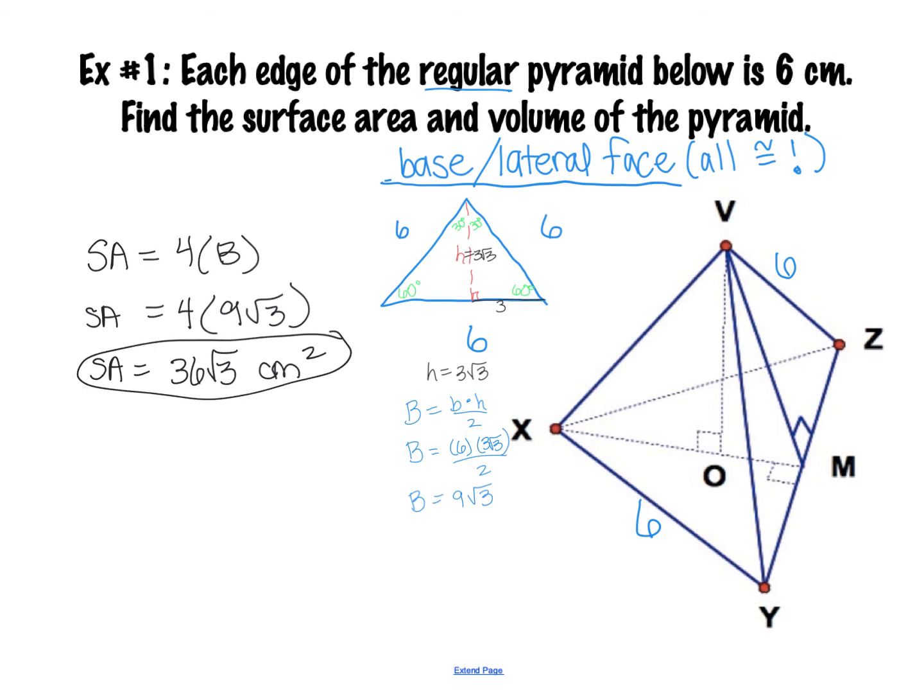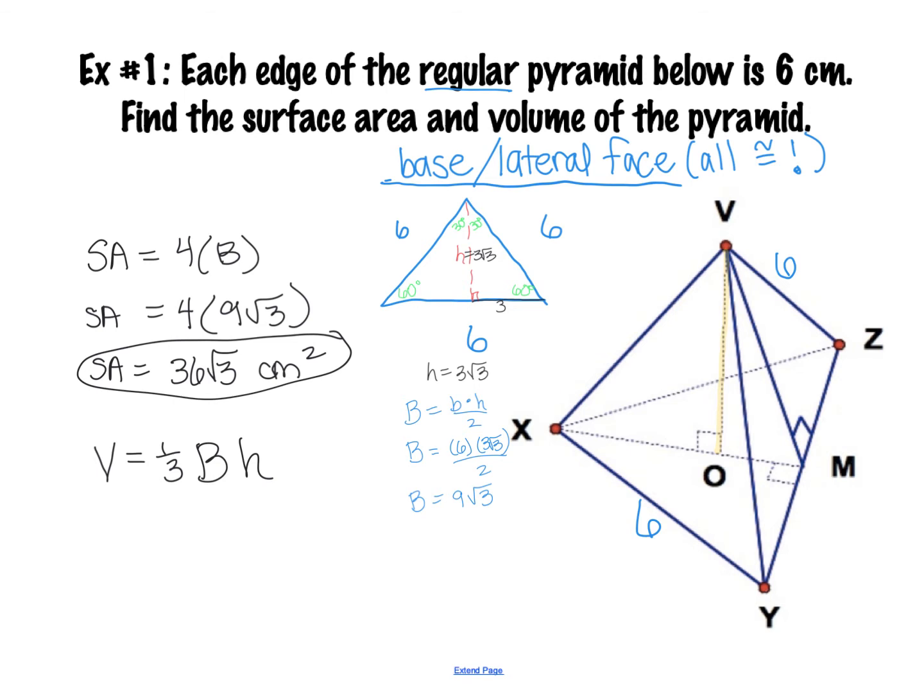And now let's set up our volume formula. We know the volume of a pyramid is 1/3 times area of the base times the height. And I'm talking about the height of the overall pyramid, which would be VO in this case. I don't yet know that. I do know area of the base. Now the height is not as simple as you'd think to find.